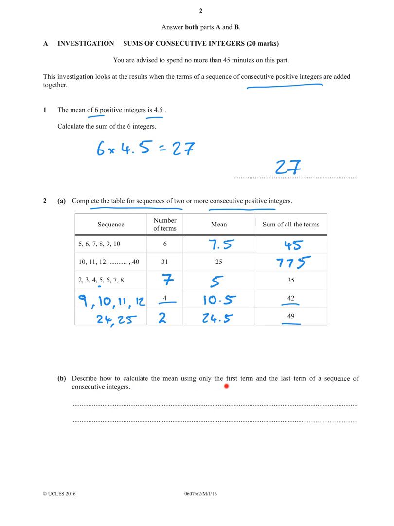Describe how to calculate the mean using only the first term and the last term of the sequence of consecutive integers. Also, let's have a look at what the link is between them. We've got a 5 and a 10, and this 7.5. We've got a 10 and a 40, 25, a 2 and an 8, which gives us 5.